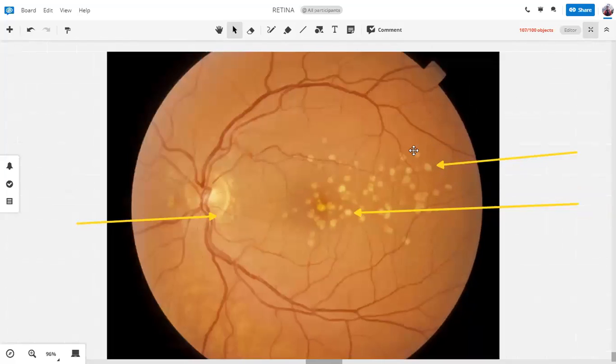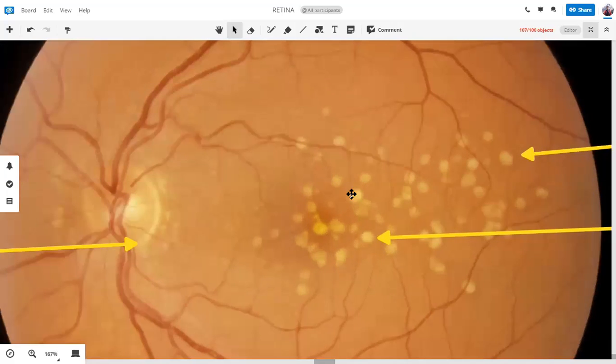What are these yellow spots? These roundish yellow spots. Why are these not hard exudates? Let's focus on the second question first. Why are these not hard exudates?